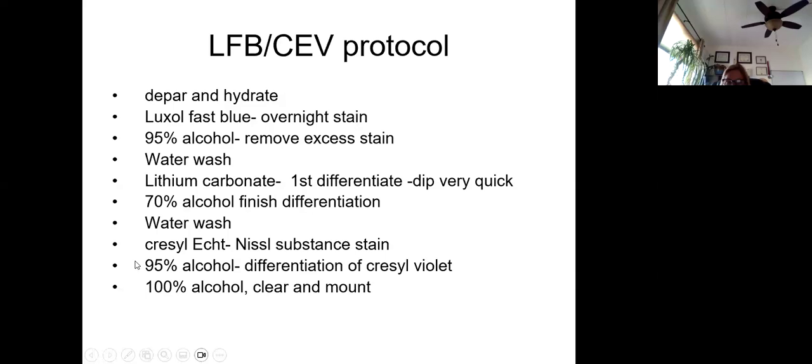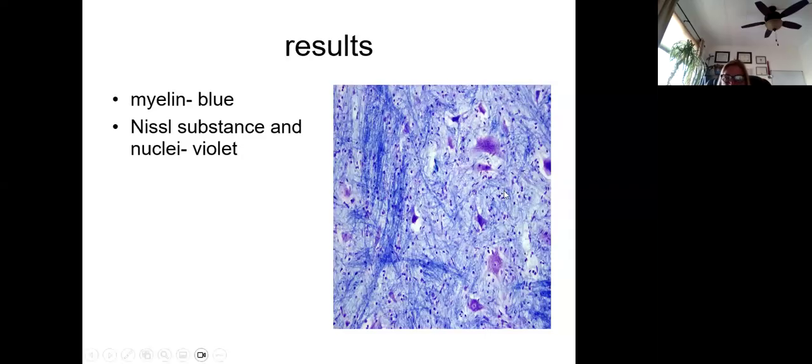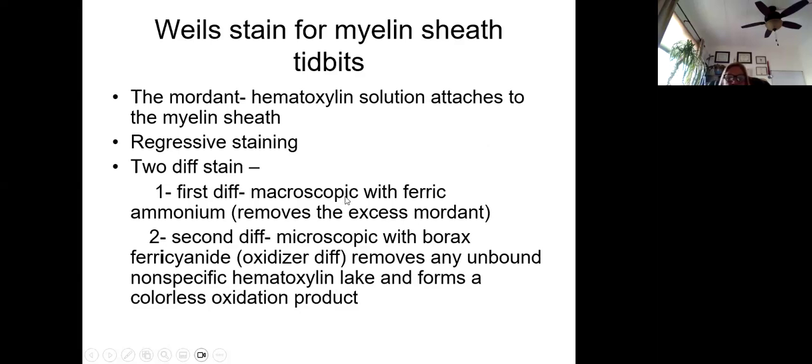That's going to stain your Nissl substance. Then you're going to differentiate that cresyl violet with a 95. Then you're going to go into 100 and clear and mount. And this is what it looks like. So your myelin is this blue striping, little reaching axons everywhere. And then you're going to see your neuron cell body and its Nissl. Then we have the Wiles stain.